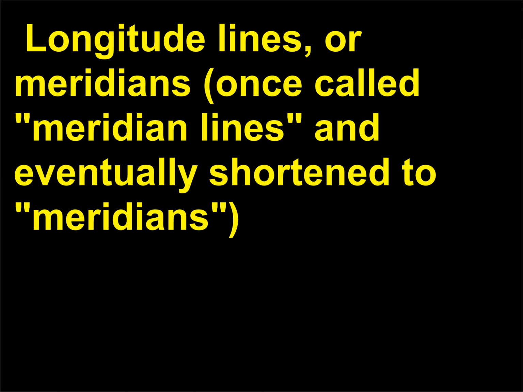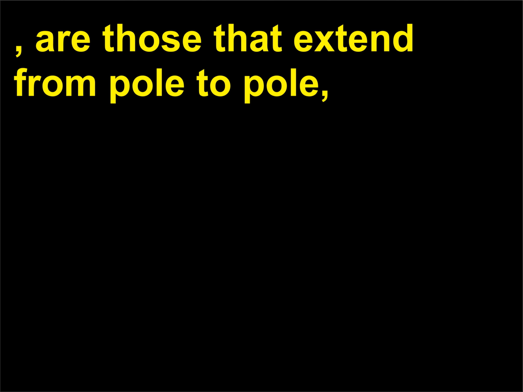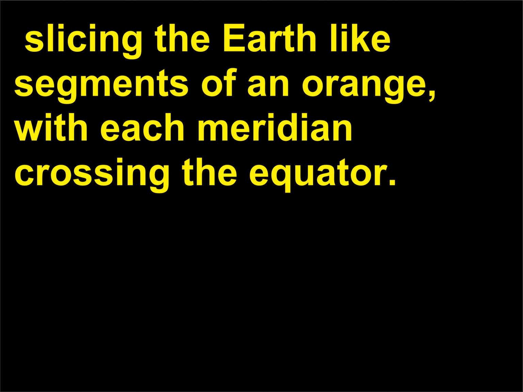Longitude lines, once called meridian lines and eventually shortened to meridians, are those that extend from pole to pole, slicing the Earth like segments of an orange, with each meridian crossing the equator.